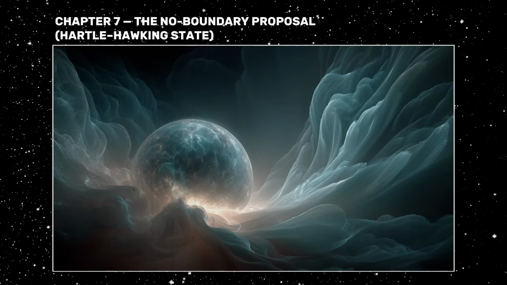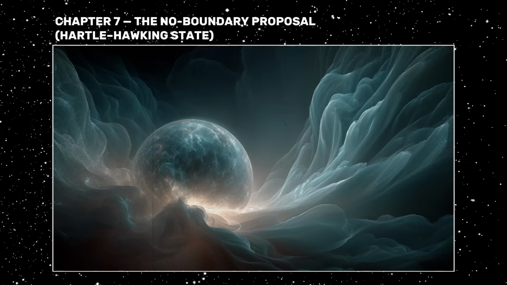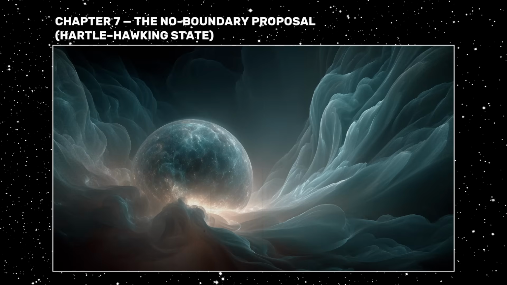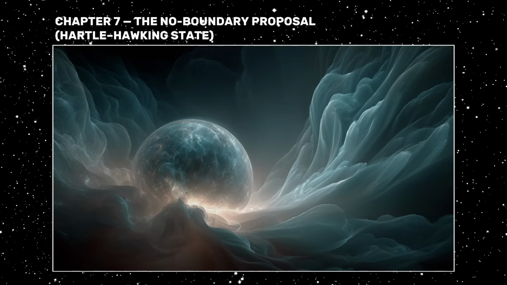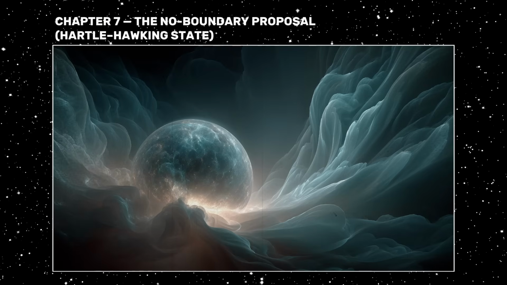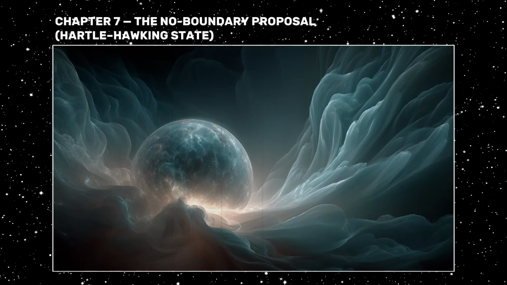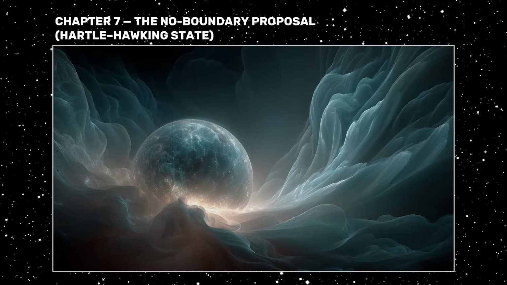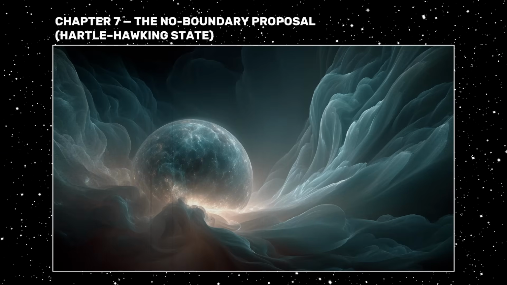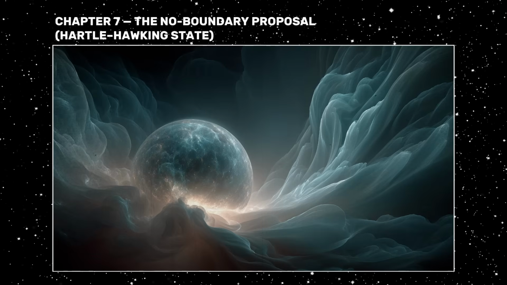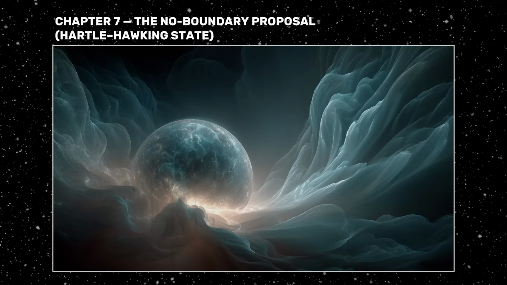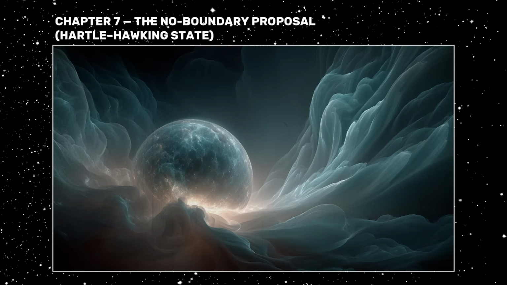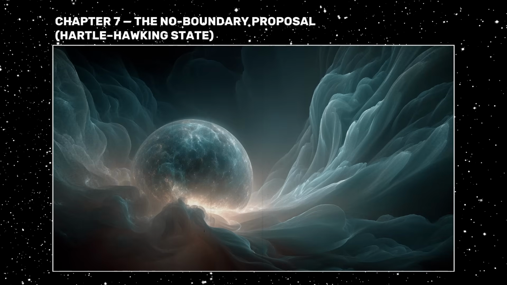The standard Big Bang picture describes a singular origin, where density and curvature become infinite. But singularities are not places. They are breakdowns of the laws that should describe them. Hawking and Hartle sought a model that would avoid singularities and instead produce a self-contained universe, finite yet without edges.